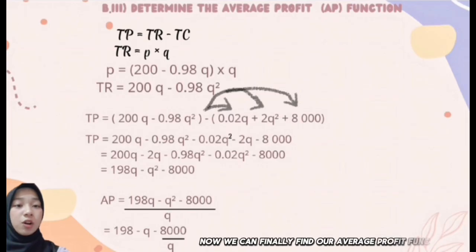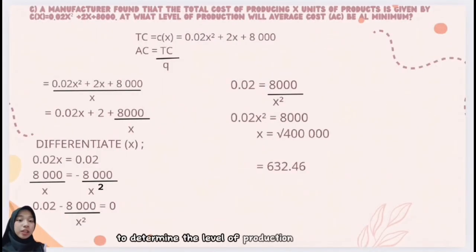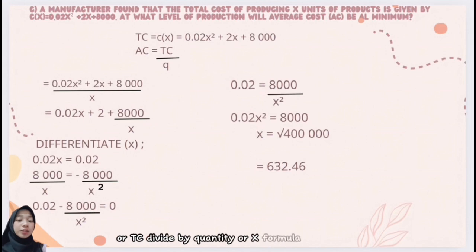Now we can finally find our average profit function: 198Q minus Q square minus 8,000 divided by Q. Simplify the equation and our final answer is AP equal to 198 minus Q minus 8,000 divided by Q. To determine the level of production at which the average cost AC is minimized, first find the AC using total cost or TC divided by the quantity or X formula. So we use the total cost given, which is 0.02X squared plus 2X plus 8,000, and divide it by X. We will get 0.02X plus 2 plus 8,000 divided by X.